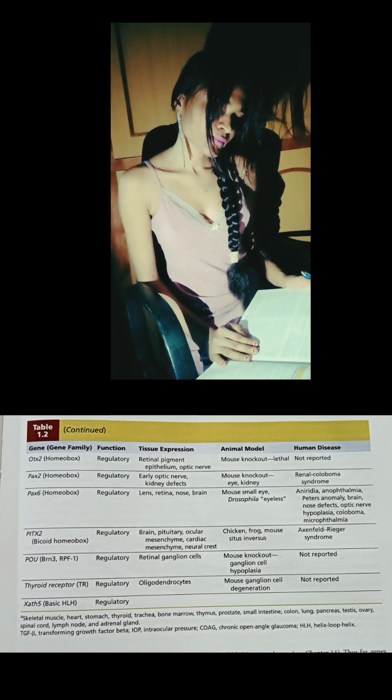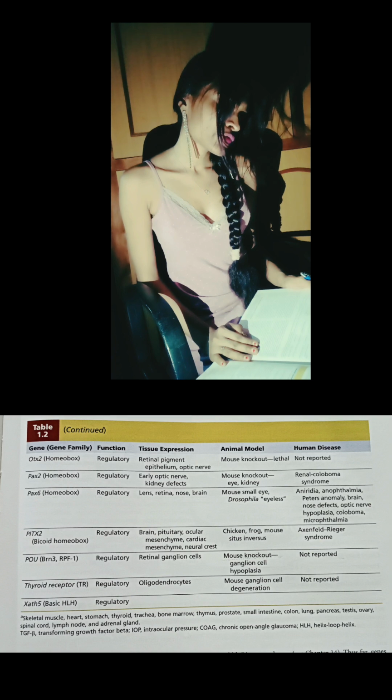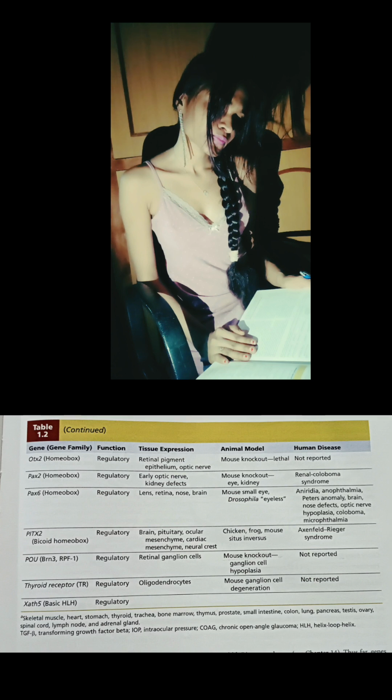PITX2, bicoid homeobox. Its function is regulatory. Tissue expressions are brain, pituitary, ocular mesenchyme, cardiac mesenchyme, neural crest. Animal model, chicken, frog, mouse, situs inversus. Human disease, Axenfeld-Rieger syndrome.